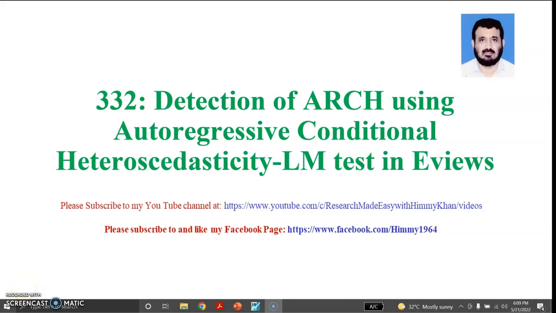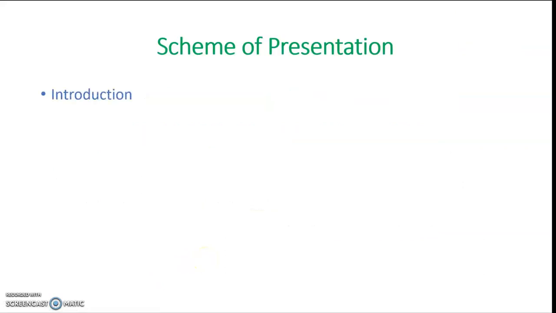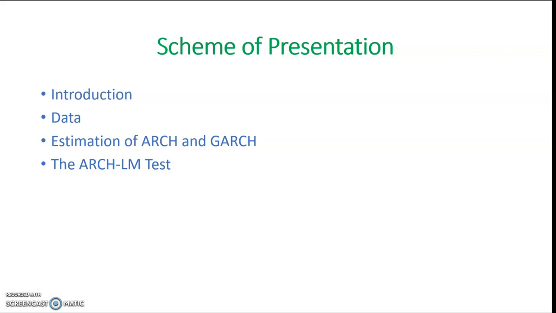This is video number 332, and in this video I am going to detect ARCH using the ARCH LM test in EViews. Let me start with the scheme of the presentation. After the introduction, I'll introduce you to the data file that I'll be using, and then I will estimate ARCH and GARCH, and then I will be using various diagnostic tests, but this video will focus on the ARCH LM test to detect the autoregressive conditional heteroscedasticity. Similarly, I'll also be using other diagnostic tests.